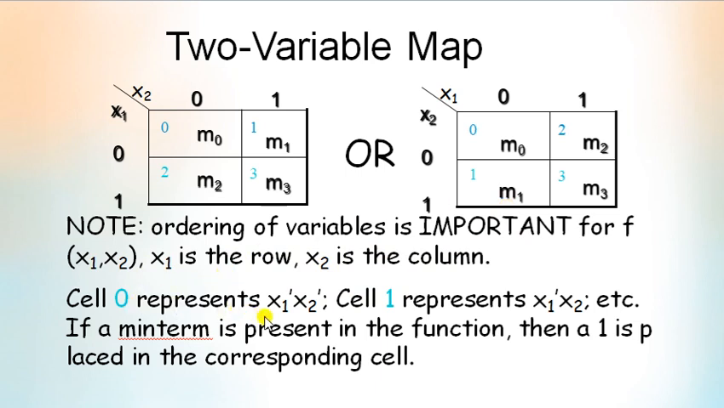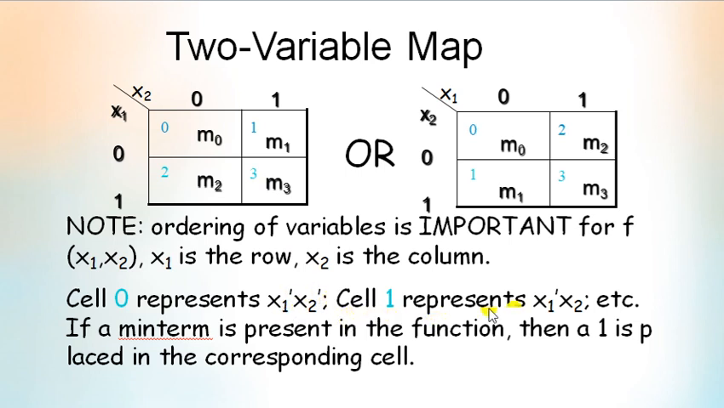Cell 0 represents x1 bar x2 bar. That means this is cell 0, and we can represent it as m0. In this cell the value is 0 0, depending on the values of rows and columns. Here the row value is 0 and the column value is 0. So this cell represents the value 0 0, which we can convert into the variable form x1 bar x2 bar.